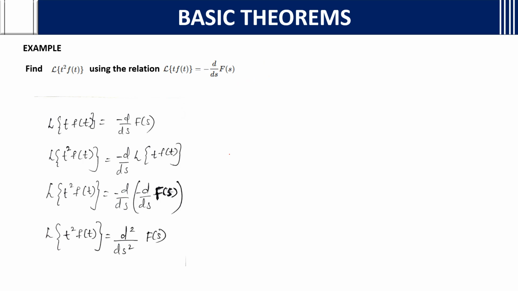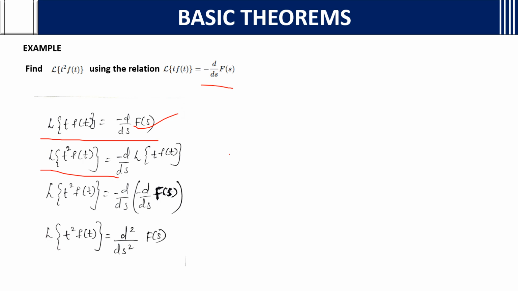We have already proved this. Using this relation, they are telling us to find the Laplace transform of t square f of t. We know the Laplace transform of t f of t, and we need to find d square. It's very simple. Laplace transform of t f of t is equal to minus d by ds of f of s by this equation. Then t square f of t will become minus d by ds of the Laplace transform of t into f of t. Am I right? F of s is the Laplace transform of t into f of t, so we write minus d by ds of the Laplace transform of t into f of t.